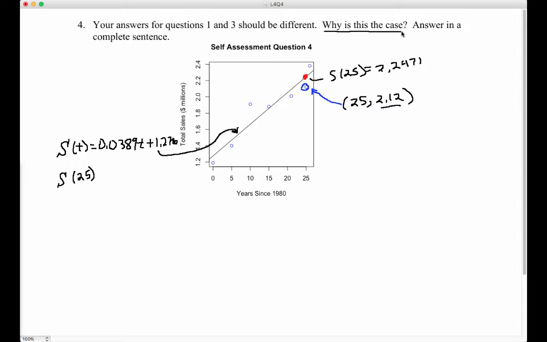Why is this the case? Well, that's because the original value, this one right here, is referred to as an observed value. And when I'm talking about the observed, that is the 2.12. This value right up here is a predicted value.